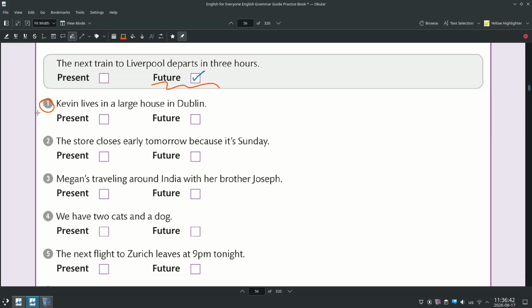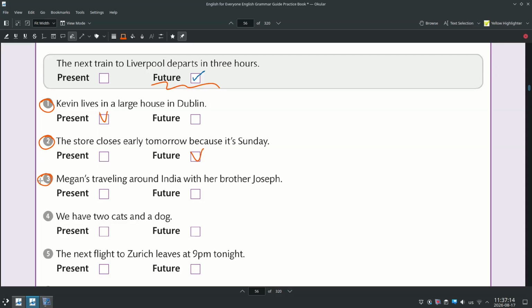Number 1. Kevin lives in large house in Dublin. Lives, that is present simple. And we are talking about present because that is his usual location. We are talking about his routine, where he lives constantly. Number 2. The store closes early tomorrow because it's Sunday. Closes early tomorrow. We are talking about future.